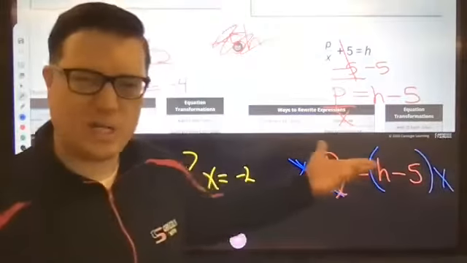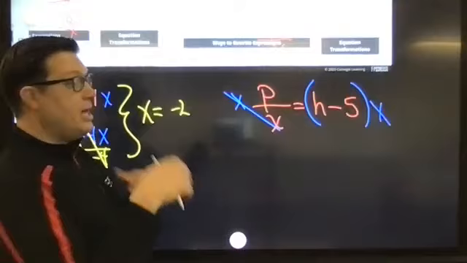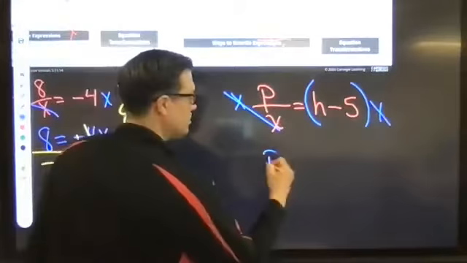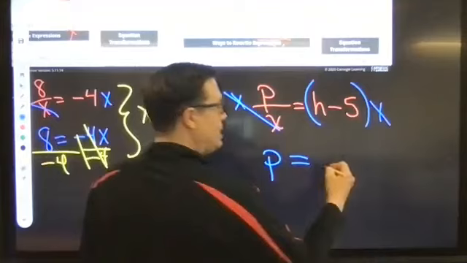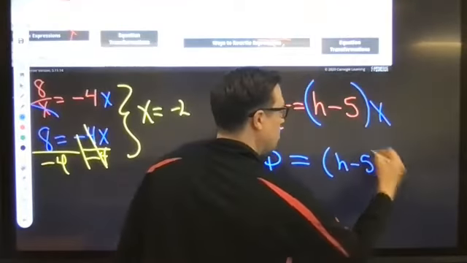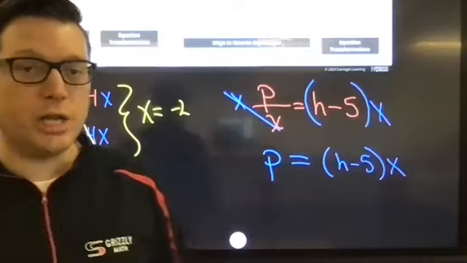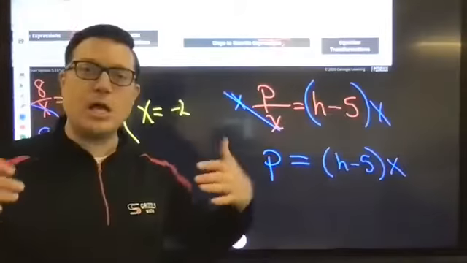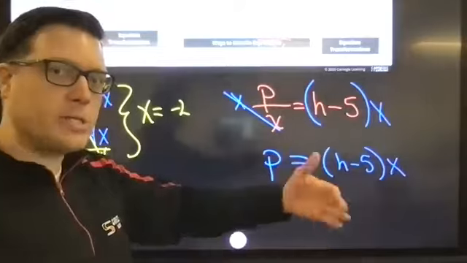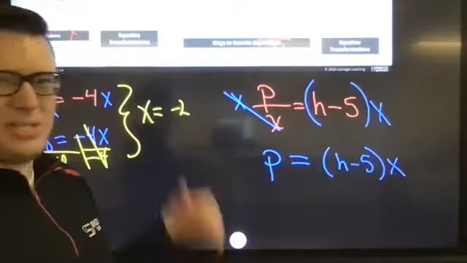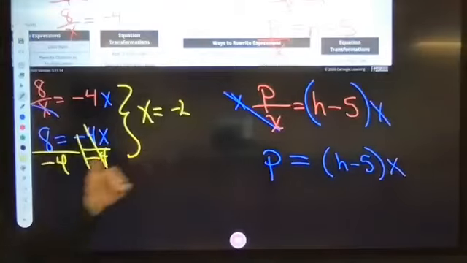And a little rewrite, right? I should probably just rewrite right here. So a little rewrite, we get p equals all of this, parentheses h minus 5, times x. We haven't done anything different than the previous question. It's just the previous question gave us numbers that we could work with. This we can't make into a number expression. That's okay. That was an 8th grade skill. This is a 10th grade skill. So we're going to do that last step from over here.